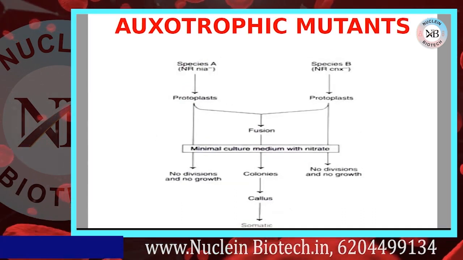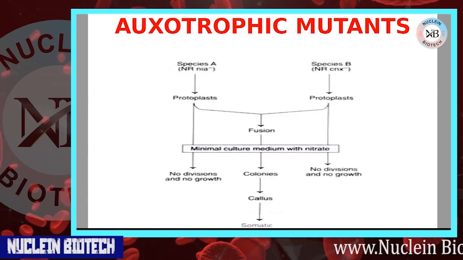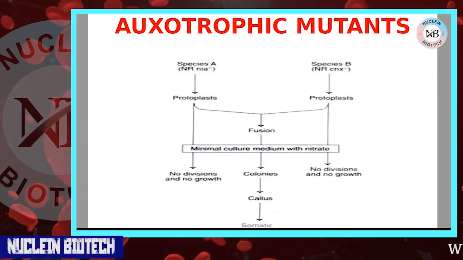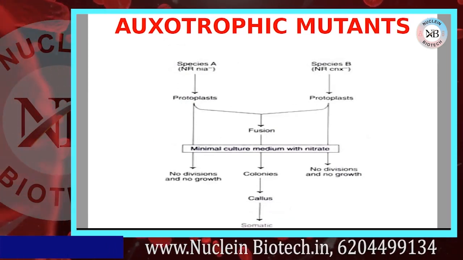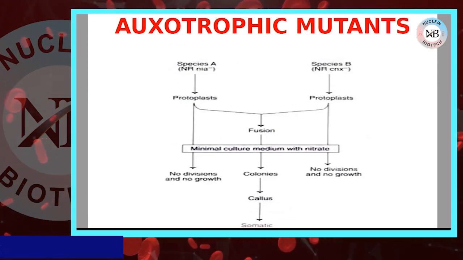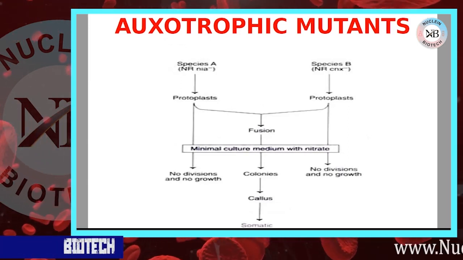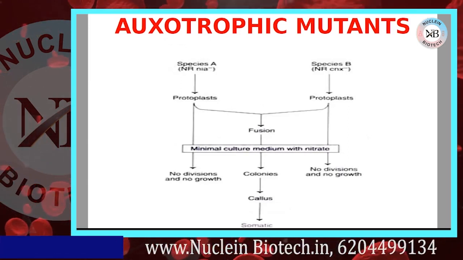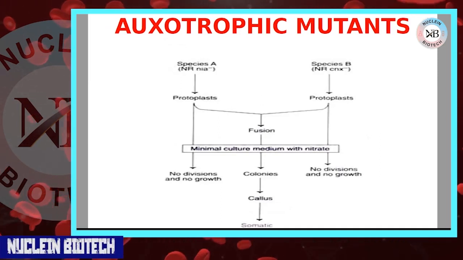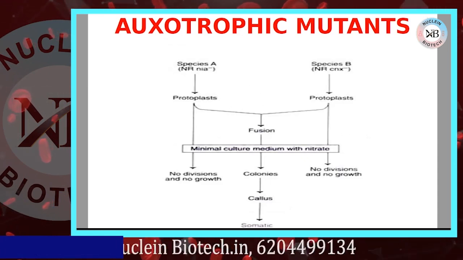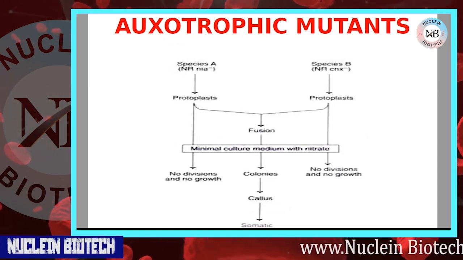Now next is auxotrophic mutants. Auxotrophs are mutants that cannot grow on minimal medium and therefore require specific compounds to be added to the medium. For example, nitrate reductase deficient mutants of tobacco are known. The parental protoplasts of such species cannot grow with nitrate as the sole source of nitrogen, while the hybrids can grow.